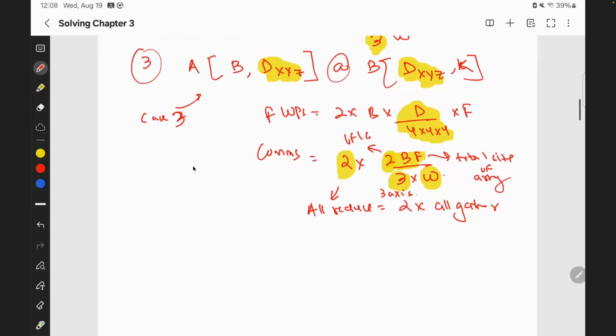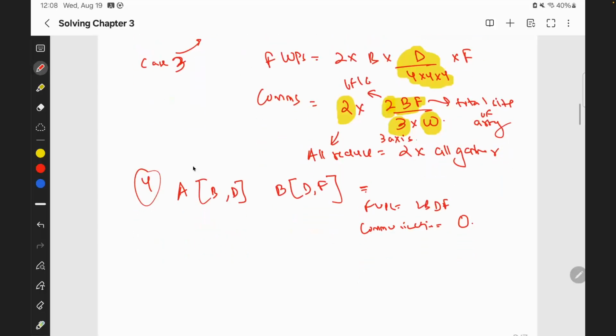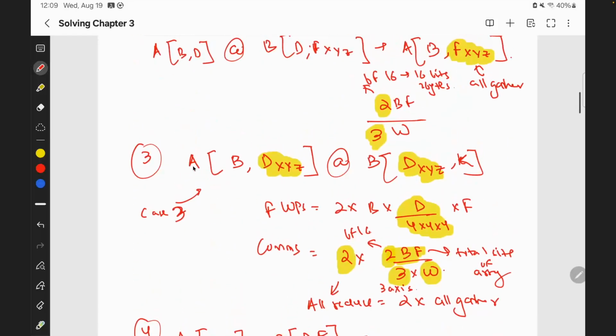And the final one is simply that every device has d comma f, and the flops is 2bdf, and communication is 0 because you don't need to communicate, everything is fully replicated already. But for the other cases that we saw, we needed to fully replicate it.